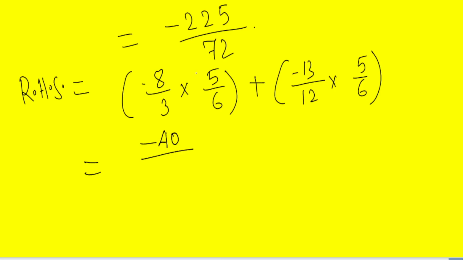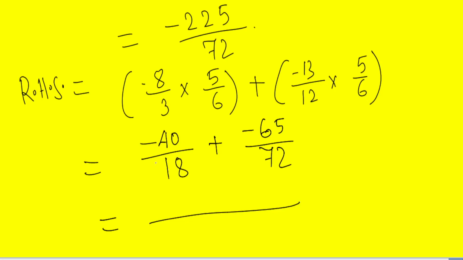तो numerator will be multiplied with numerator. Minus 8 multiplied with 5 gives me minus 40, and in the denominator 3 will be multiplied with 6 to give me 18. Plus minus 13 multiplied with 5 gives me minus 65, and in the denominator 12 multiplied with 6 will give me 72. Things are clear beta.